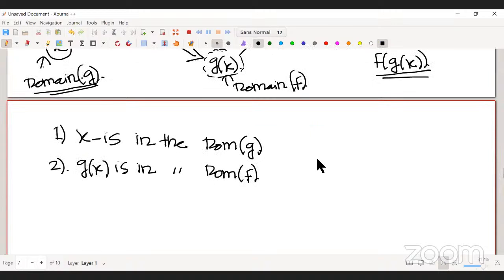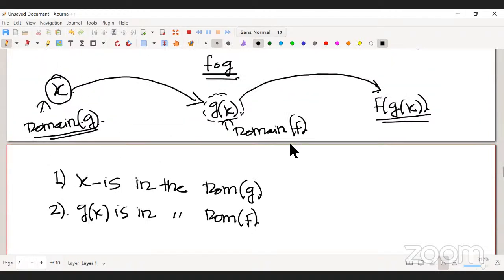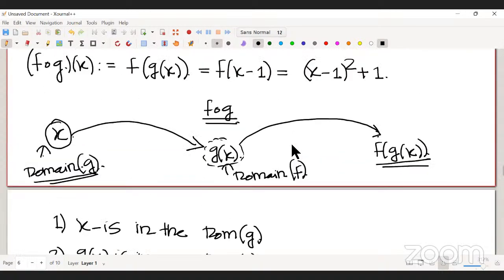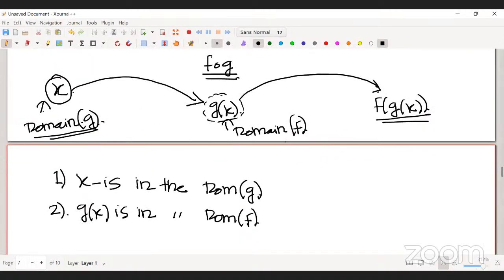When you are computing the domain of this composition function, you have to make sure that x satisfies both these two conditions. Okay. g of x is in the domain of f circle g, right? No. How can g of x be in the domain of f circle g? It is the input of f circle g, right?